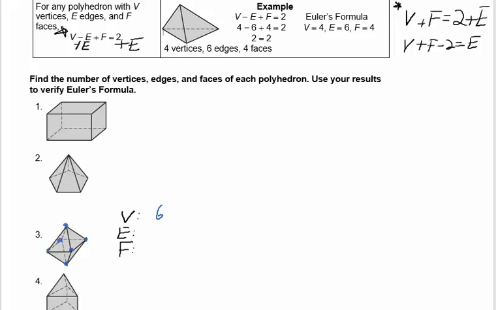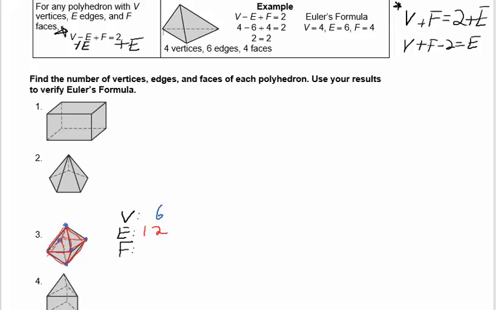Let's count the number of edges. The edges are the line segments where 2 faces meet. So there's 1, 2, 3, and there's one in the back, that's 4. Let's do the bottom pyramid too. That's 4, 5, 6, 7, and there's one that's hidden, 8. And then there's where the 2 pyramids are meeting, so there's 9, 10, 11, 12. I got 12 edges when I counted.